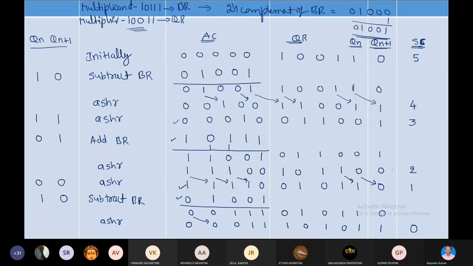Okay. Now what is the result you got? The result is in accumulator and QR. Okay. So this is the case here. So any doubt here you are having? So this is Booth multiplication algorithm. Okay, so this is Booth multiplication algorithm.